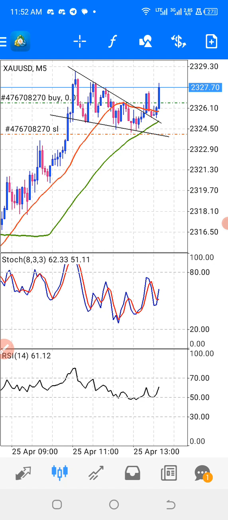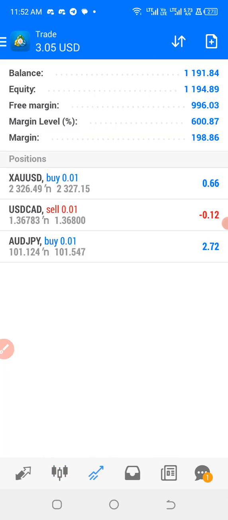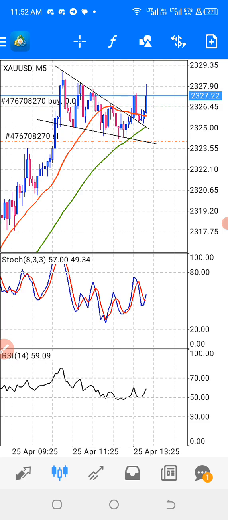Okay, you can see that price has gone reasonably in our position. For those of us who want to take partial profit at this point, you may start considering it, but I don't want to do that. I want to still wait for market to do its thing.